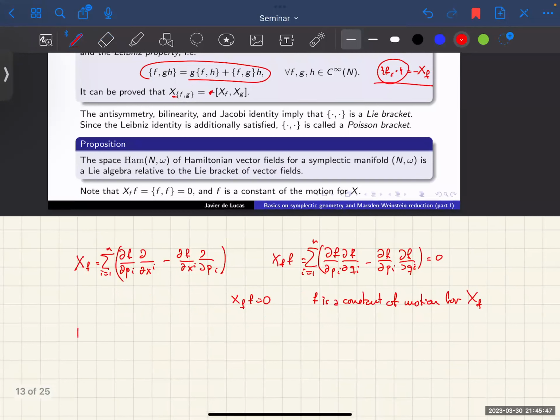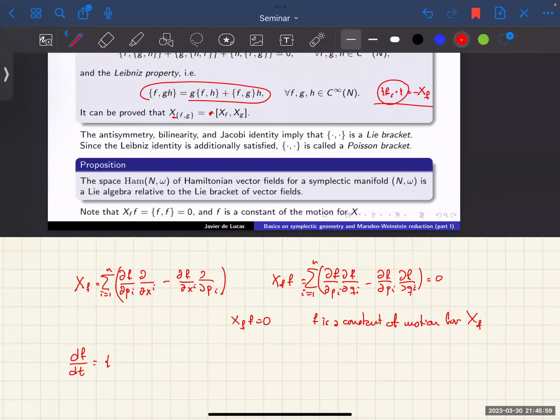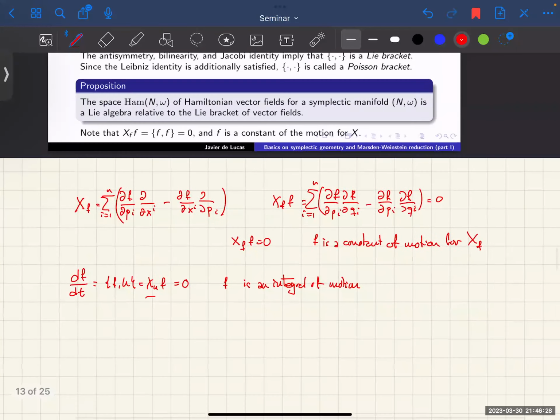For example, do you remember also that for a certain evolution of a function f in terms of time, we wrote this previously, and it was X_H acting on f. So there is one thing, okay? Imagine that if this is equal to 0, this means that f is an integral of motion. This means that this function does not vary along the integral curves of the X_H. It's something that is constant along solutions.